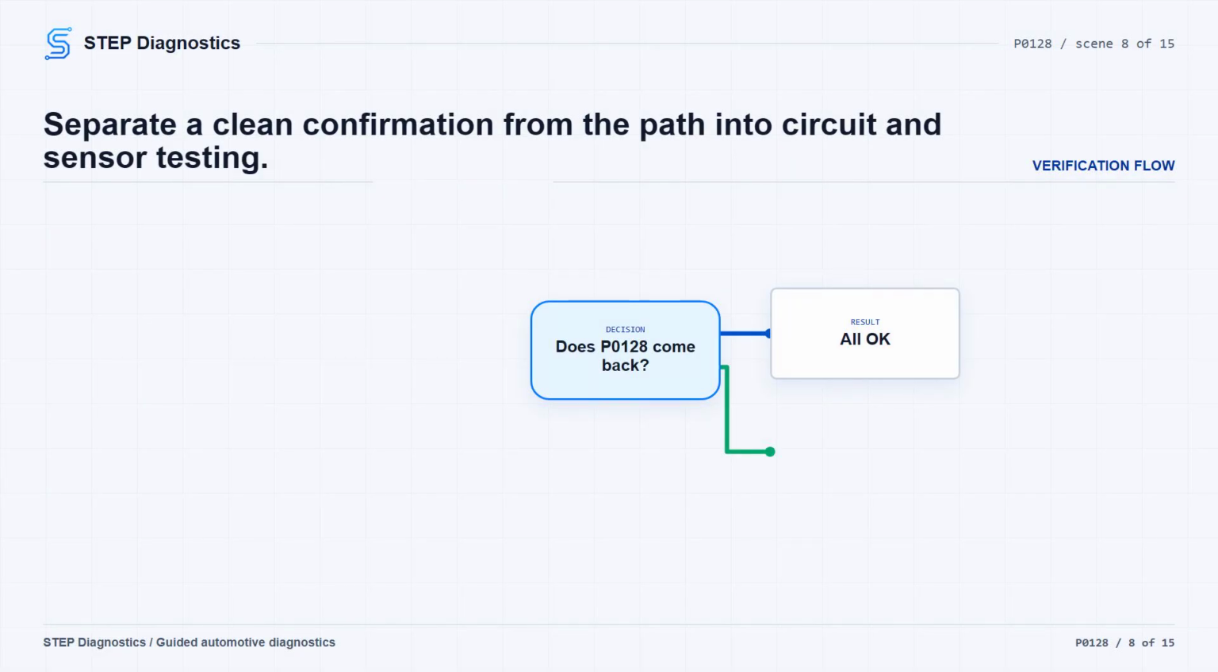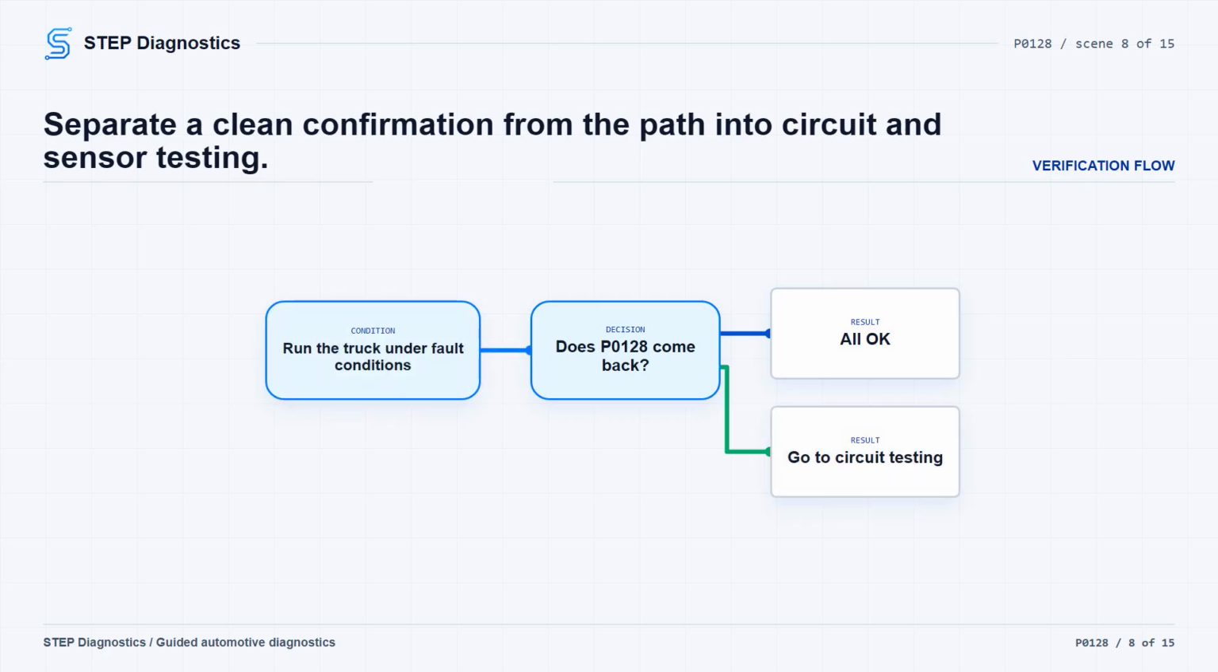If it is warmer than 80 degrees Celsius, 176 Fahrenheit, operate the vehicle within the monitor gates, or under the captured conditions from the fault data, and verify P0128 does not reset. If the code does not reset, the result is all okay. If it does reset, move into circuit and sensor testing.